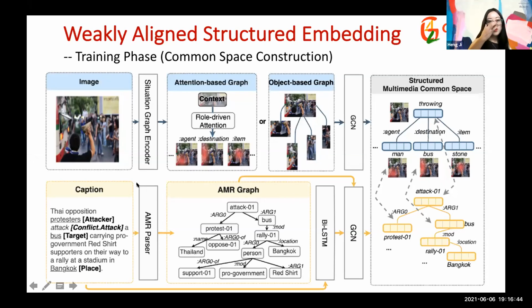And then we need to find some sort of weakly aligned data, right? So naturally, we can use image and caption pairs. For each caption, we can use a similar idea to what we presented before, encoding the AMR graph together with the BiLSTM using the input sequence. And then we can map these two GCN results into this common semantic space. So for example, here you can see this heat map will frequently be aligned with protester words in the captions. And similarly, bus will frequently be aligned with other vehicle words.